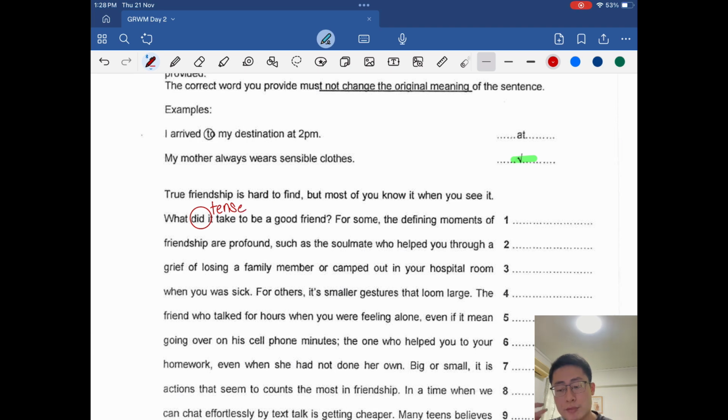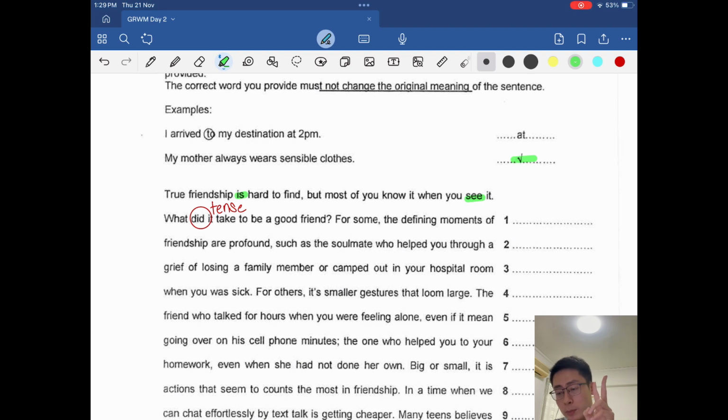So to check and confirm this suspicion that I have, let me look at the sentence before that, the line above it. True friendship is hard to find. So I see some evidence of the present tense here. But most of you know it when you see it, okay? There's some present tense here. So I am led to believe now that my suspicion is correct, that this should be in the present tense instead of the past tense.